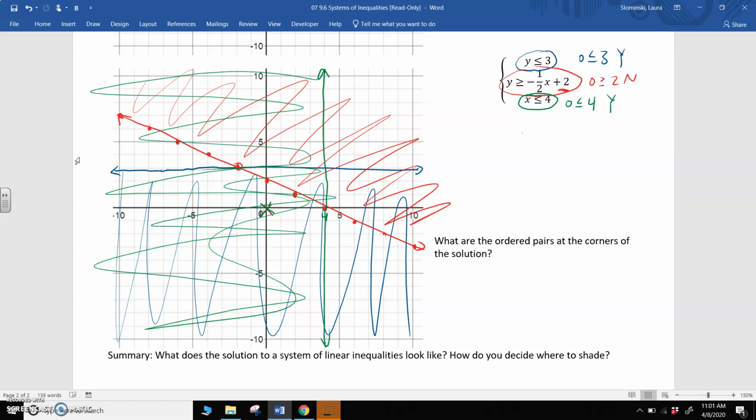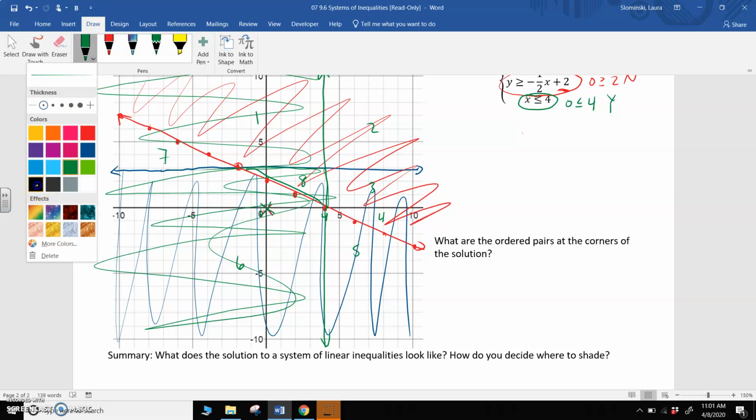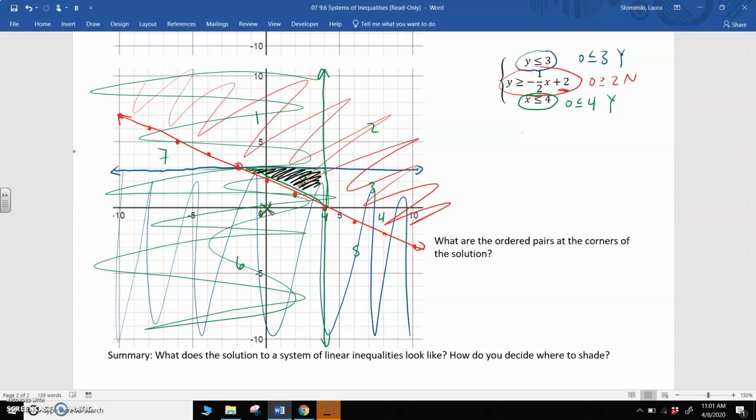Now remember though, what I'm looking for is where all 3 of those shadings overlap, and it would be one of these sections. You see I have all these sections on the outside, like 1, 2, 3, 4, 5, 6, 7, and then I've got this 8th section right in the middle, and it is that triangle in the middle where they all overlap. I'm going to pick a new color. Again, you would just do it pretty shaded in, but this little triangle here is actually my final solution to this system of inequalities.